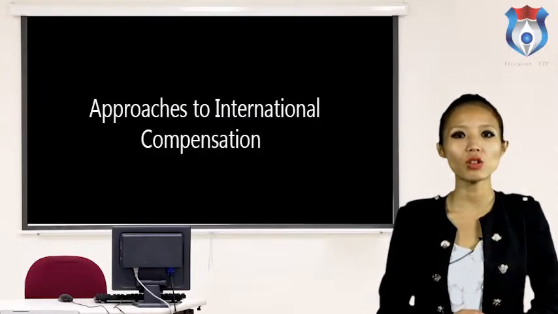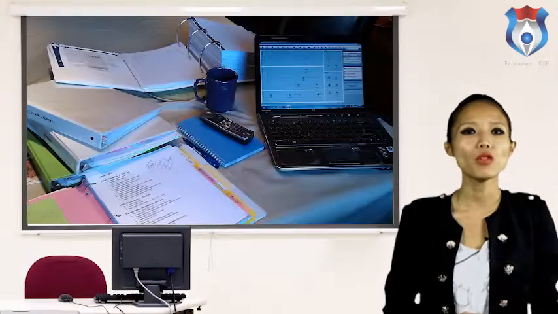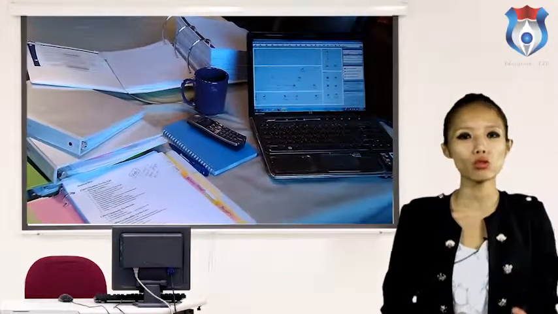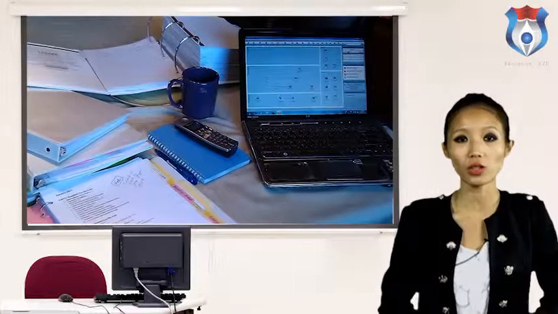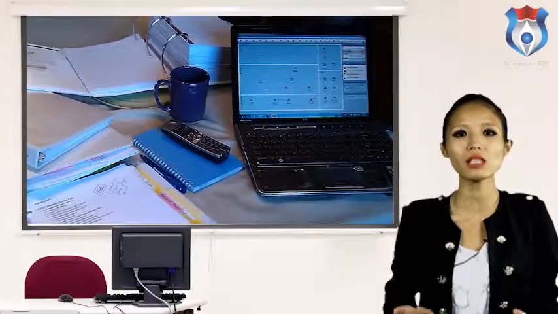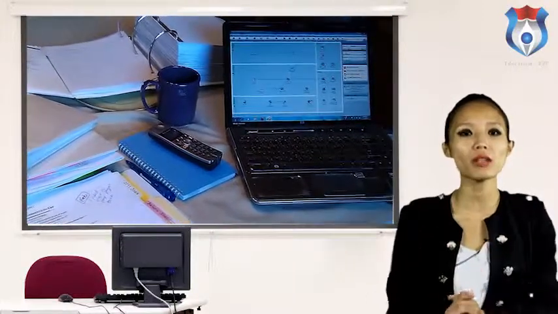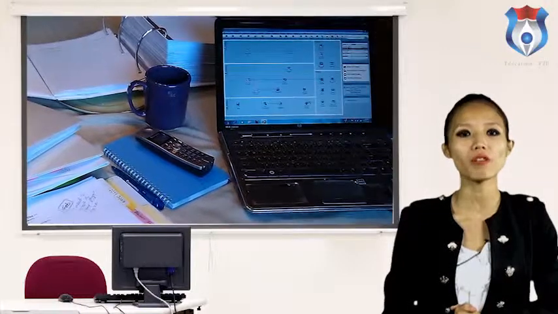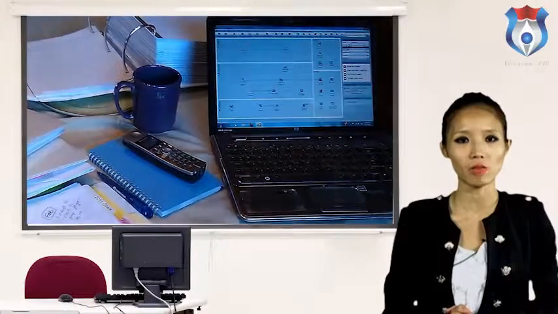Approaches to international compensation. Now, the most commonly used design is the so-called balance sheet approach. According to this method, the multinational seeks to ensure that its expatriates at a minimum will not be worse off for accepting an overseas assignment.